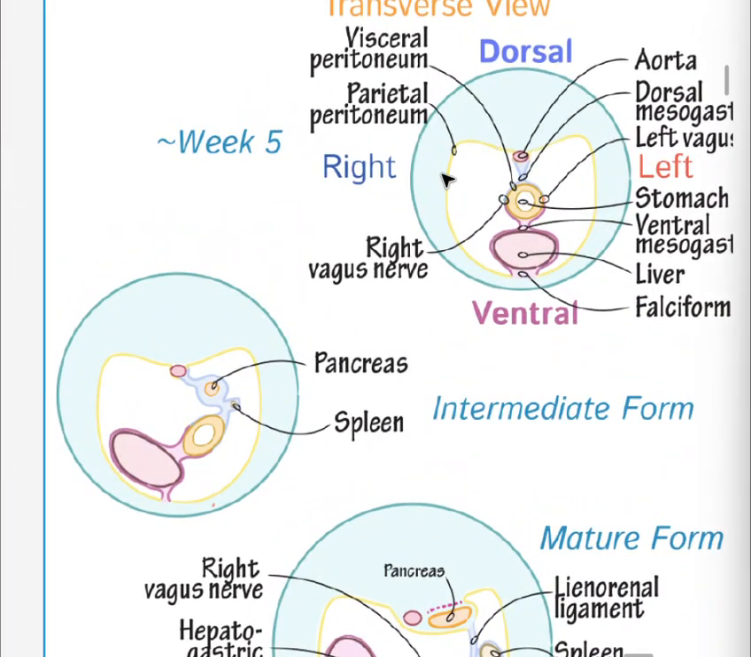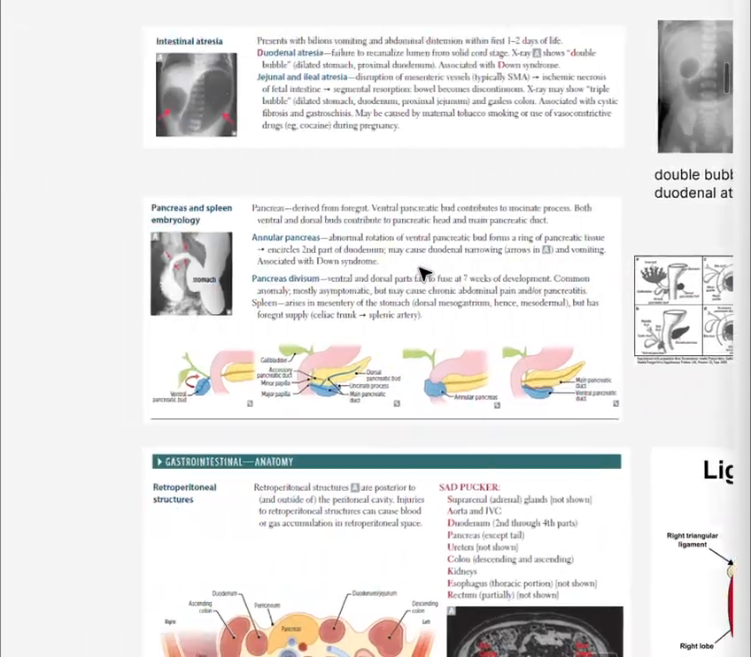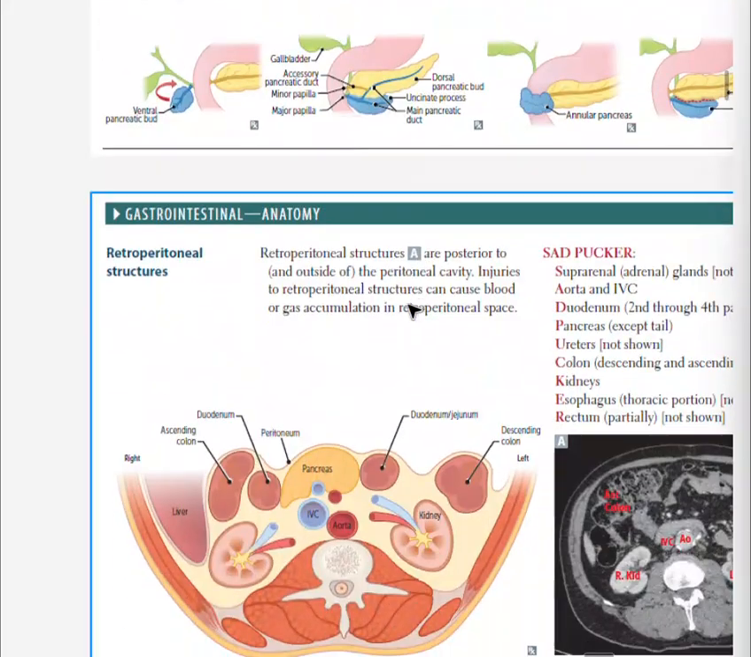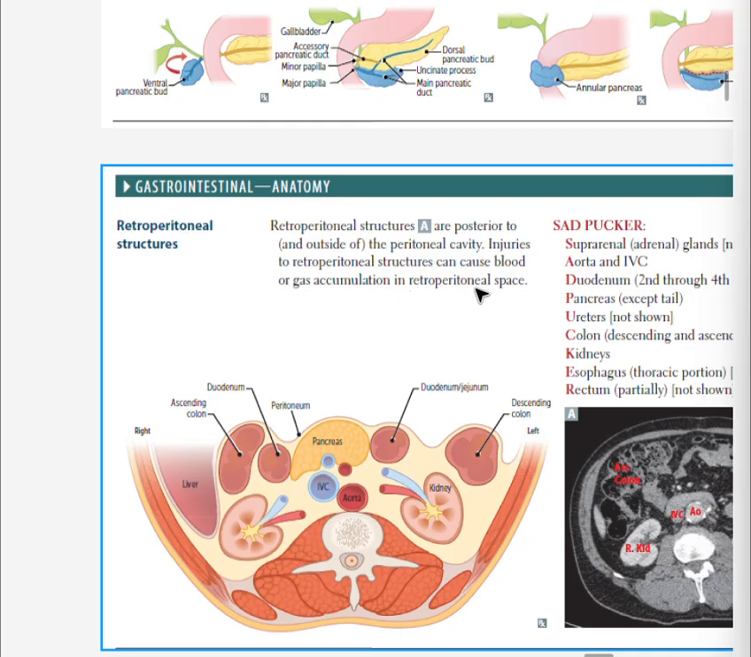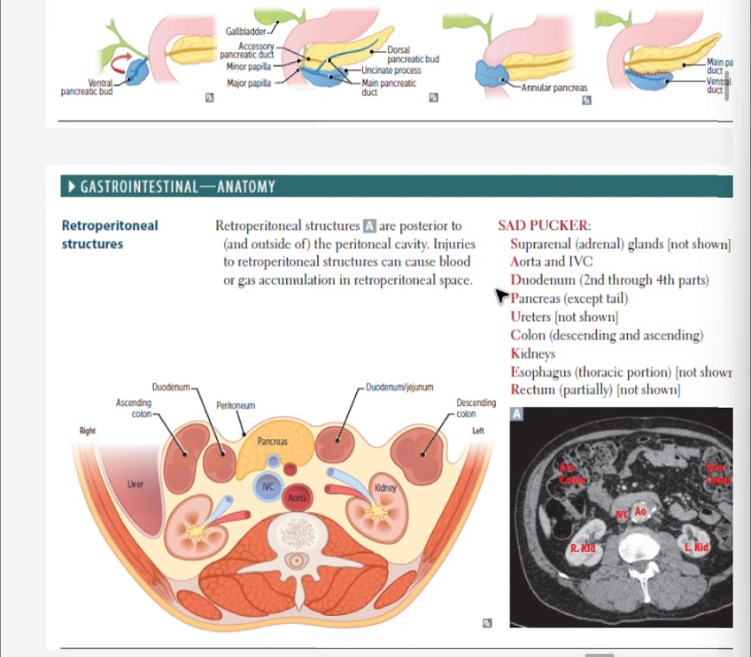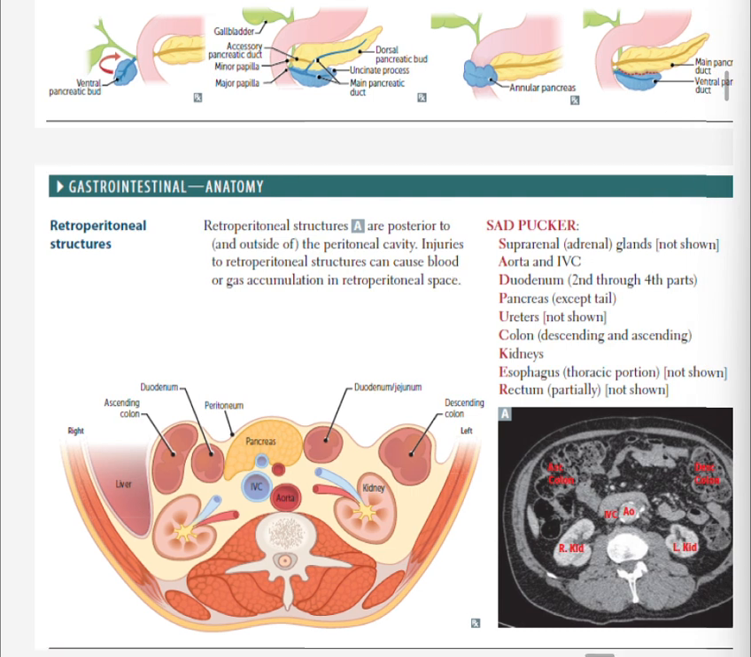So this is the parietal peritoneum. Now all the structures that are lying posterior to the peritoneal cavity are retroperitoneal structures. So injuries to retroperitoneal structures can cause blood or gas accumulation in the retroperitoneal space, which is why we should know whatever lies retroperitoneally, and this is important.